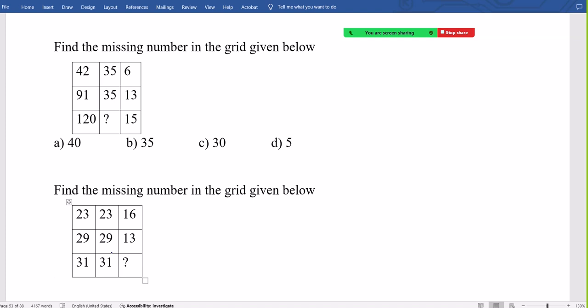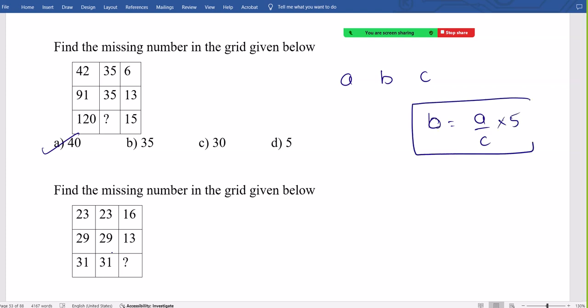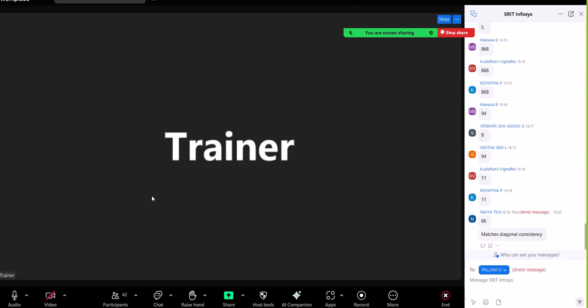So the first one's answer is 40. Yes. A, B, C: B is nothing but A divided by C, into 5. 42 divided by 6 is 7. 7 into 5 is 35. 91 divided by 13 is 7. 7 into 5, 35. 120 divided by 15 is 8. 8 into 5 is 40. Option A is correct.